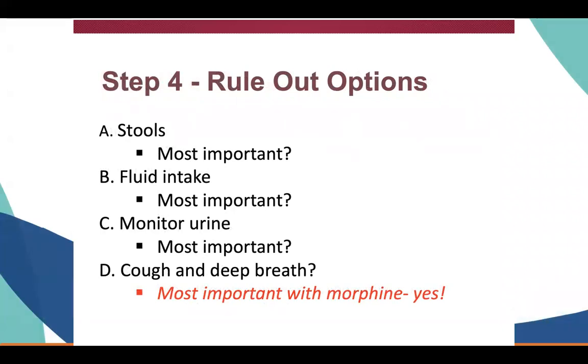Now we can rule out our options. All 4 options are part of the plan of care, but only one is going to be the priority. Morphine depresses the respiratory and cough reflex, making choice D the correct answer.